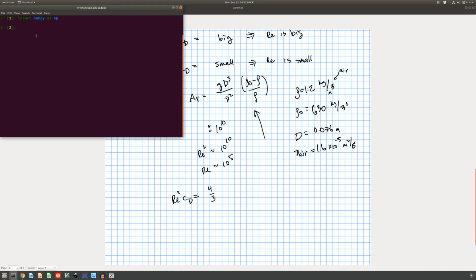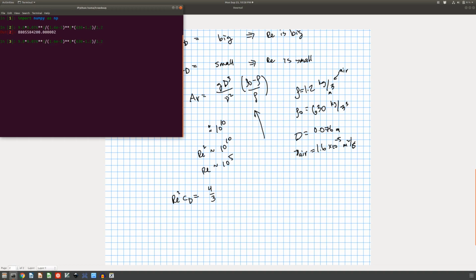Okay, and I want G is 9.8, so 9.8 meters per second squared times D cubed, which is 0.076 cubed, divided by nu squared, which is 1.6 times 10 to the negative fifth squared, multiplied by rho 0 minus rho, or excuse me, rho 0 is 630. 630 minus 1.2 divided by 1.2. All right, and that's my Archimedes number.